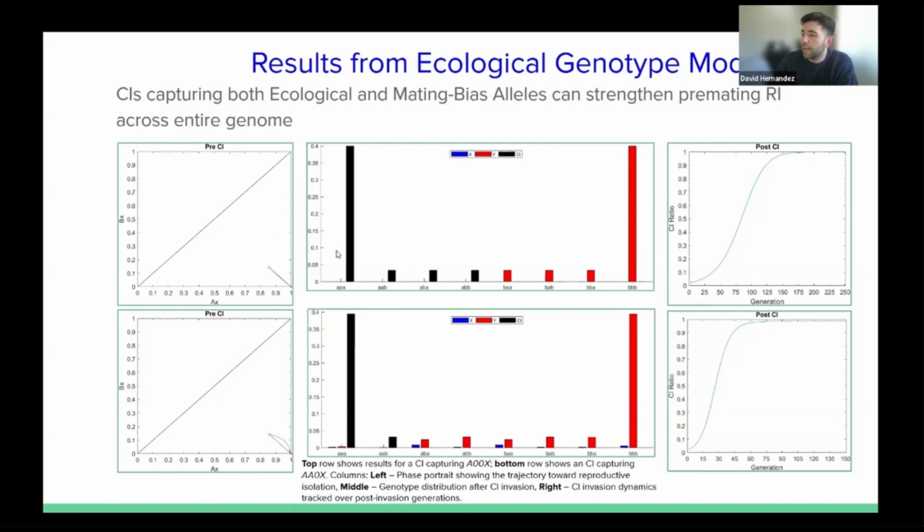What we also found was that as the chromosomal inversion is able to capture more ecological alleles, it also leads to a faster invasion rate, which is shown here on the right-hand side. Although when just one ecological allele is captured with the mating bias allele, it leads to complete fixation. So again, we have the green dot before the chromosome inversion in the single line phase portrait, and it reaches all the way to the bottom right-hand corner. When you have more than one captured, it leads to almost complete fixation, but nonetheless stronger reproductive isolation.